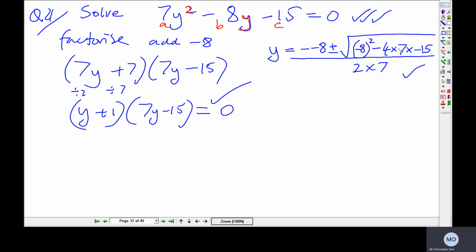Right, so with a calculator, you'd get 8 plus or minus the square root of, when you work that out, you get 64 plus, I don't know what. I'm going to just read you off the answer. 64 plus 420 is 484, all over 14.